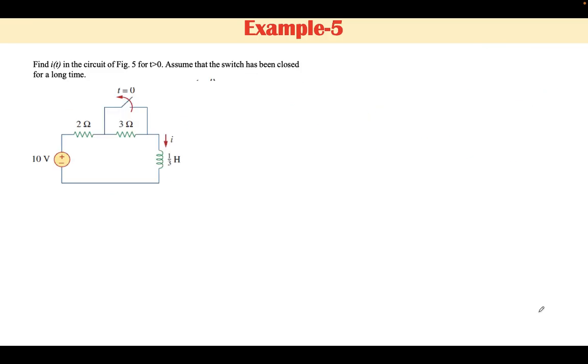Now considering another example, this example is based upon the state of the switch when the transient in an RL circuit is supposed to be found out. In this case, initially the state of the switch was closed, and at t is equal to 0 we are opening the switch.